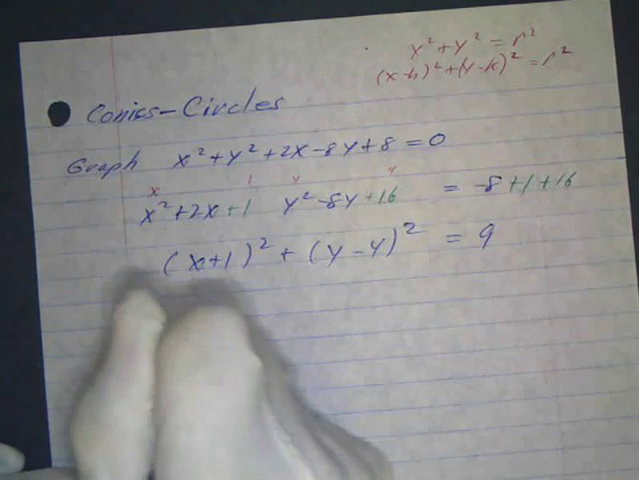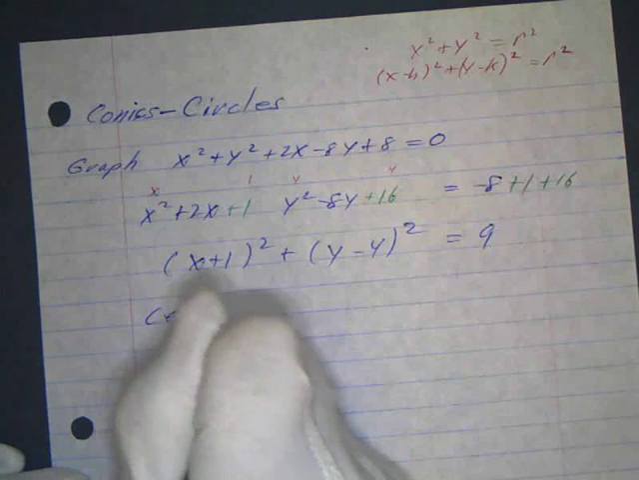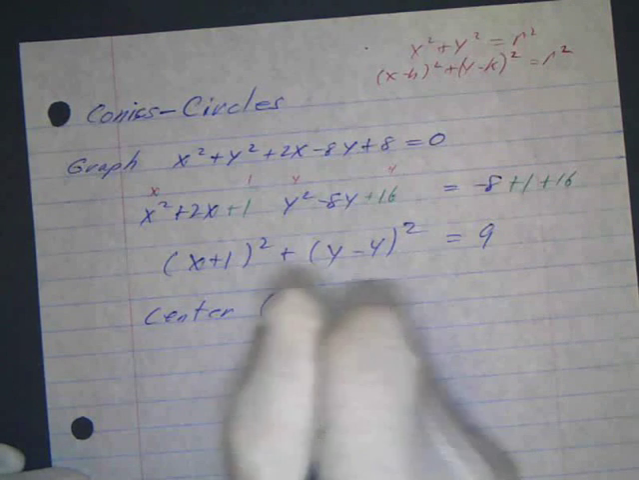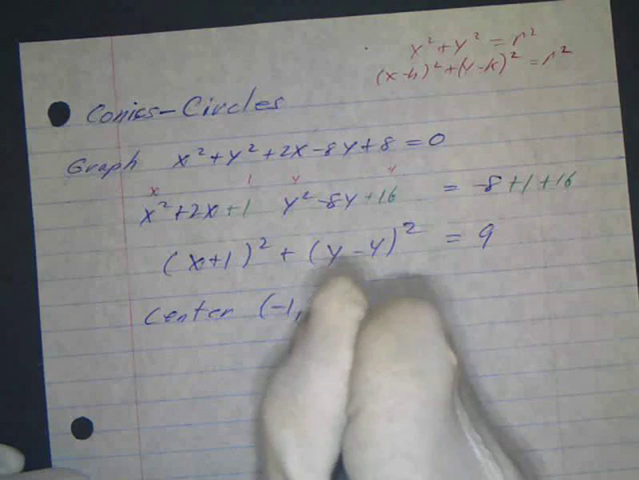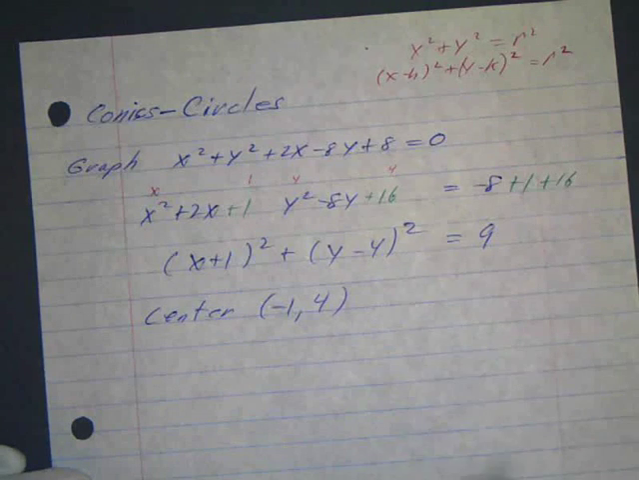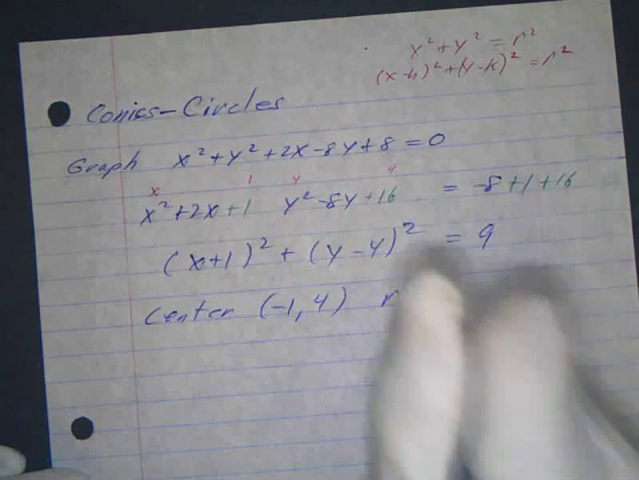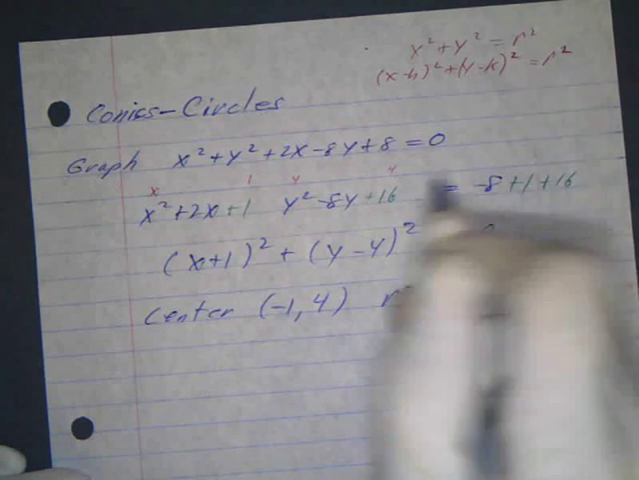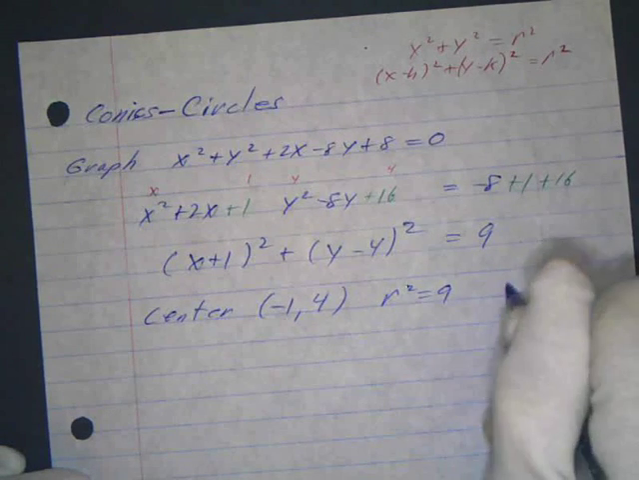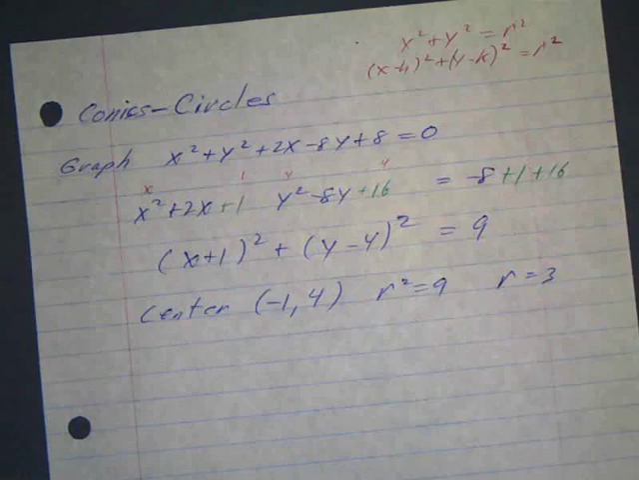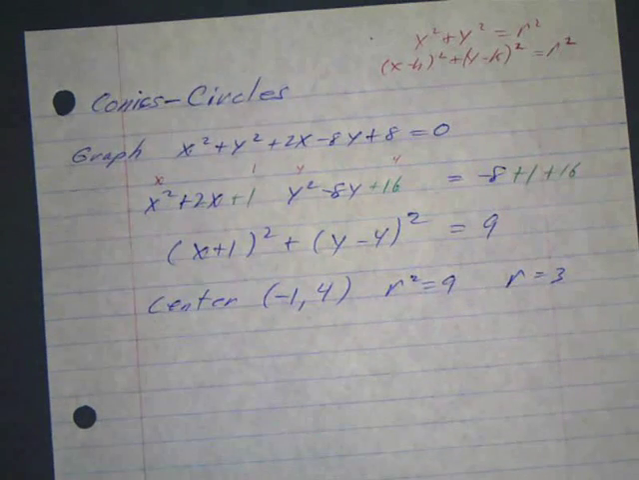So you can see your center now is going to be -1, opposite sign, and 4. And your radius, this is your radius squared, r squared equals 9. So r equals 3, so that's your radius. And then you just graph it.